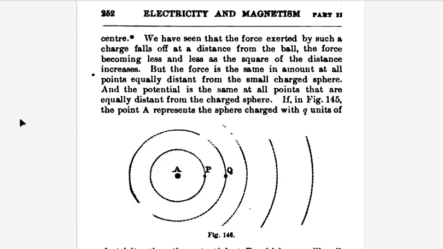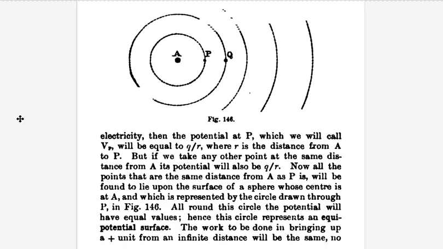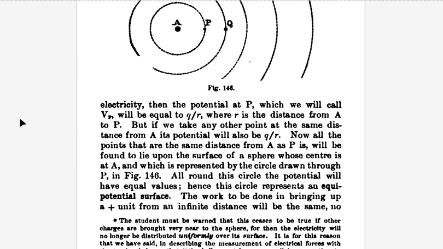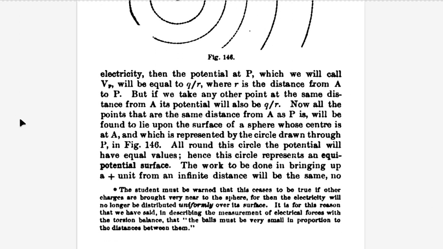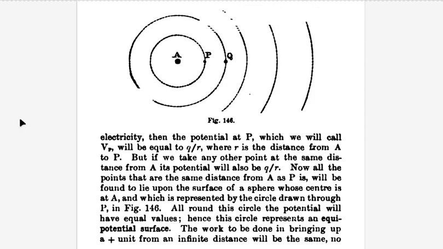If, in figure 145, the point A represents the sphere charged with Q units of electricity, then the potential at P, which we will call V of P, will be equal to Q over R, where R is the distance from A to P. But if we take any other point at the same distance from A, its potential will also be Q over R. Now all the points that are the same distance from A as P will be found to lie upon the surface of a sphere whose center is at A, and which is represented by the circle drawn through P, in figure 146. All round this circle the potential will have equal values, hence this circle represents an equipotential surface.